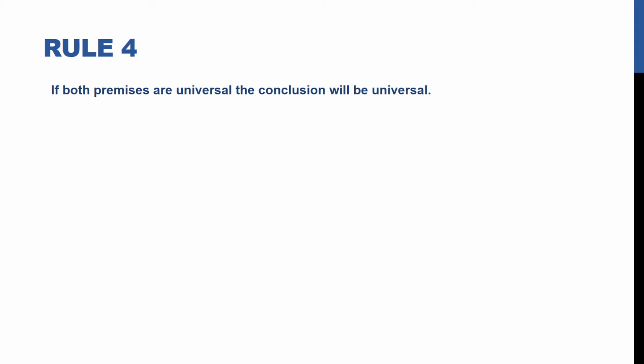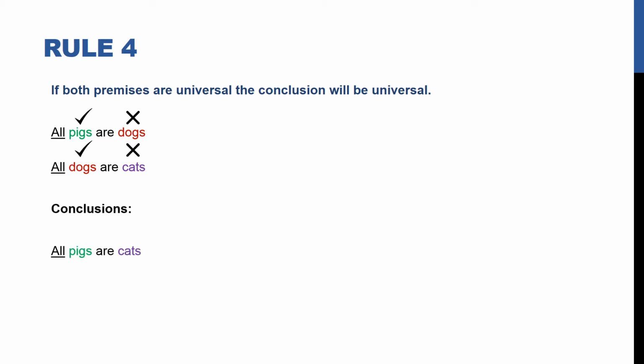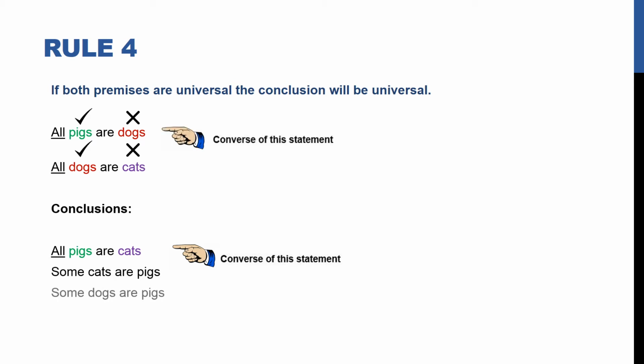Rule 4 states that if both premises are universal, the conclusion will be universal. Example, all pigs are dogs and all dogs are cats. The primary conclusion for this syllogism is all pigs are cats. Through this question, we are going to learn the other possible conclusions of a syllogism. For this question, the second conclusion is the converse of the first conclusion, which is some cats are pigs. And the third and the fourth conclusions are the converse of the statements itself, which are some dogs are pigs and some cats are dogs.